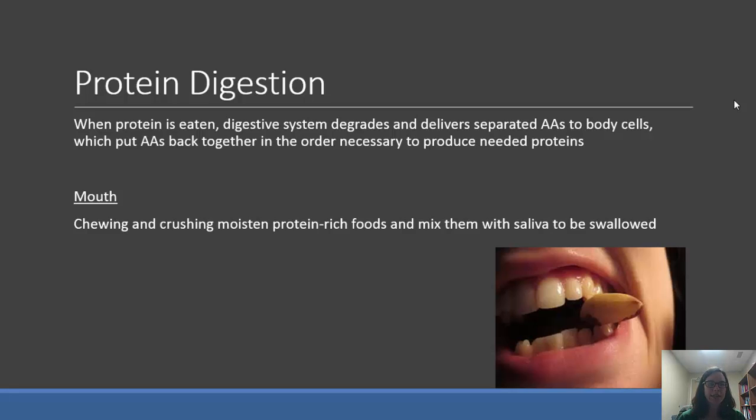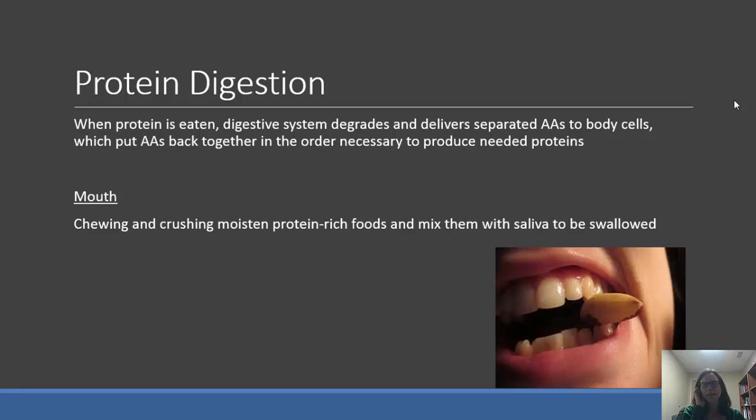So our main goal with digestion is to degrade the protein food that we consume into individual amino acids to be delivered to the body cells. And in the body cells, these amino acids are put back together in order to produce needed proteins.